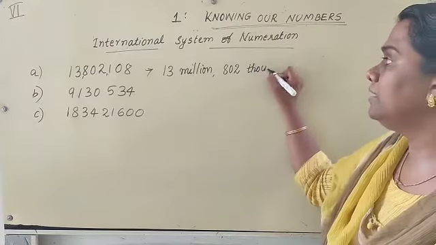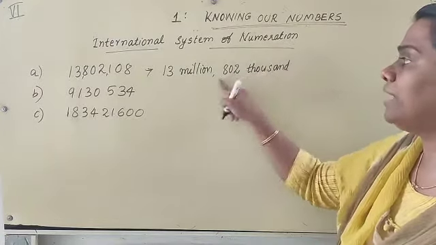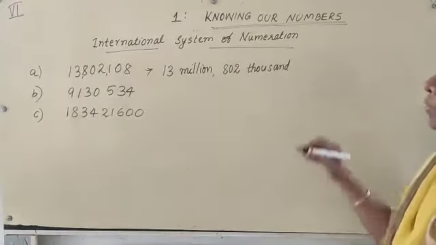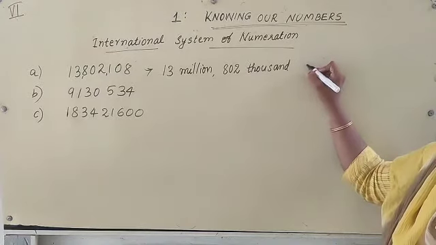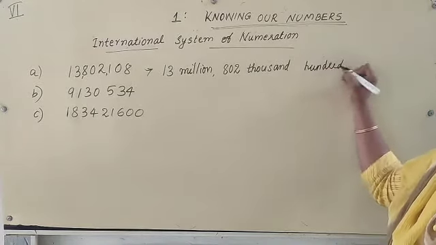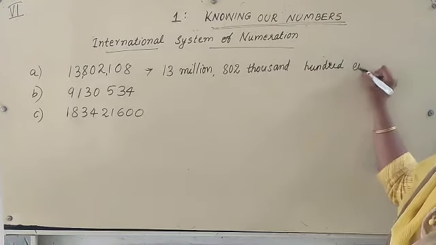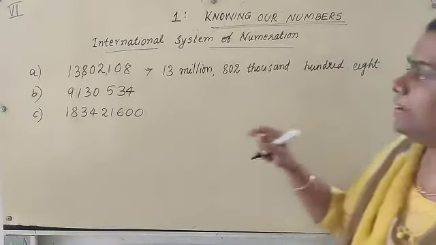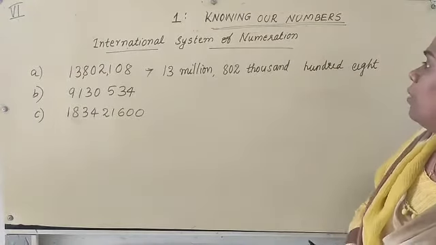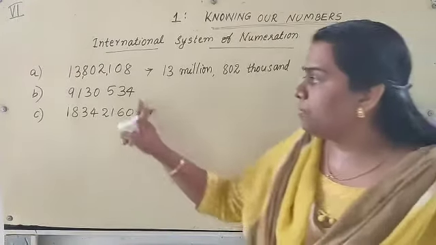13,802,000. 13,800,000. You should write all these in words. 13,802,108. The number, how to read the number? 13,802,108. And how to read the number here?